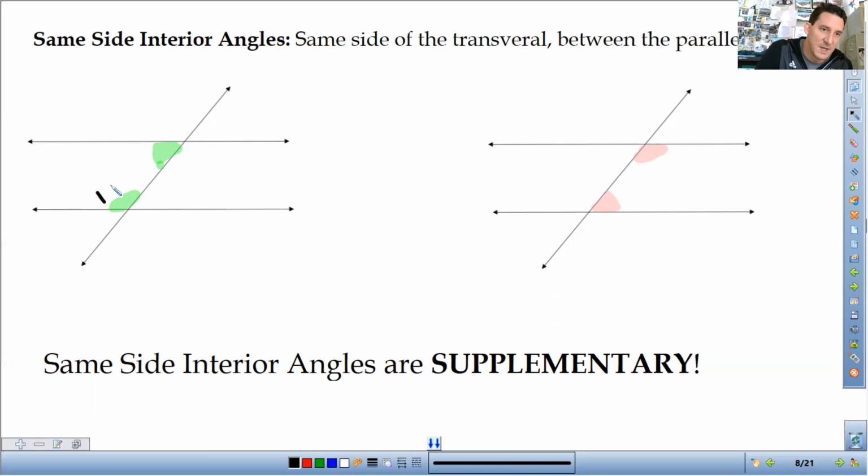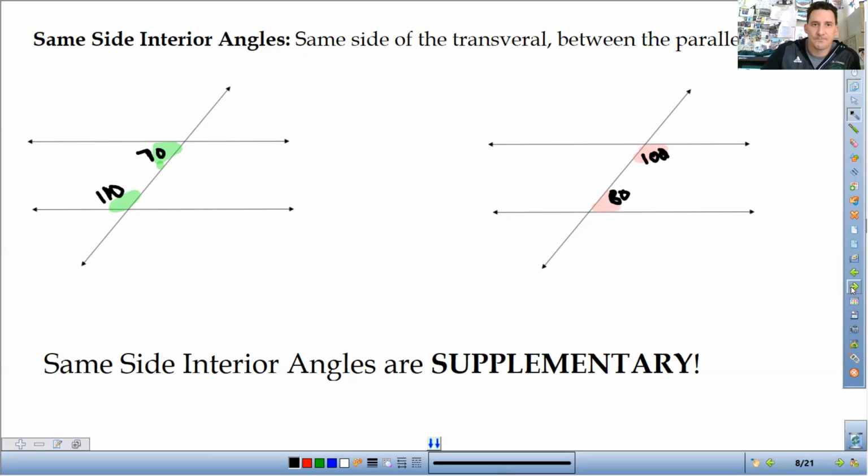So say this was 110 down here. This one would have to be 70 degrees. They have to add to 180. Let's say this was 80 degrees. This would be 100 degrees. They need to add up to 180.